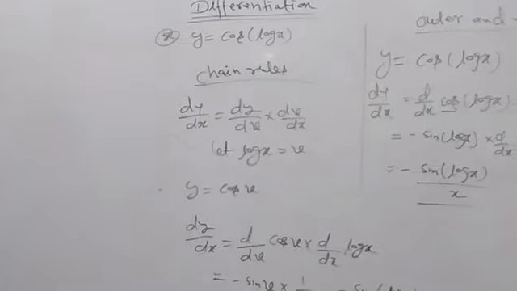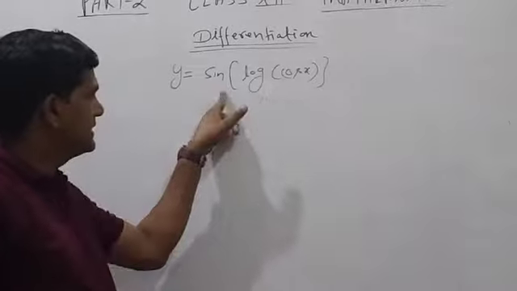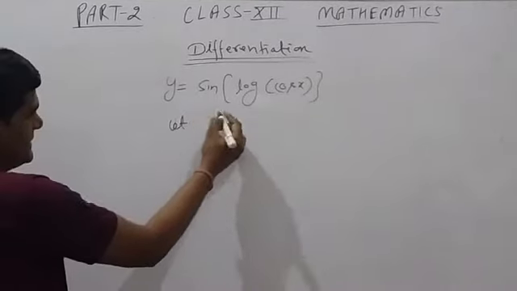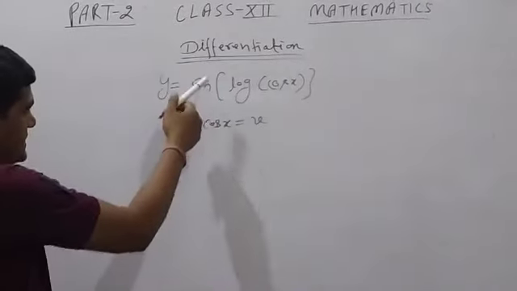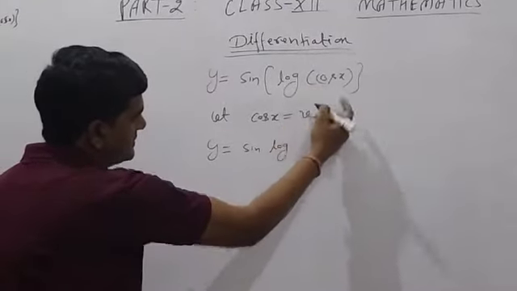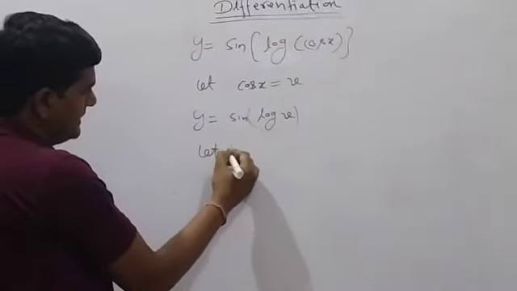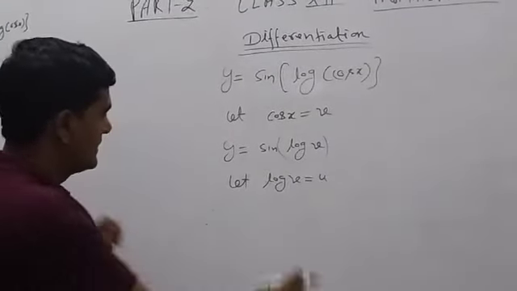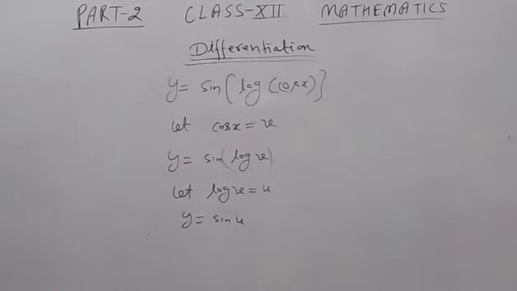Okay. Now see the last question. The last question is y is equal to sine of log of cos x. Now let cos x be equal to v. Clear? Now we can put y is equal to sine of log of v. Again, let log of v be equal to u here. Clear? Then y is equal to sine of u.